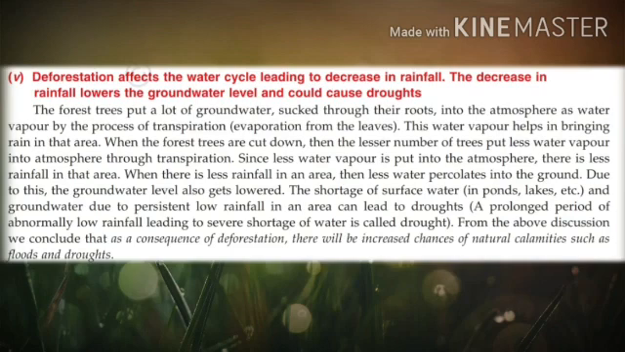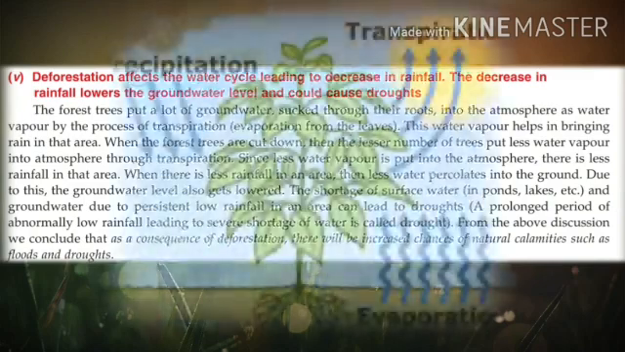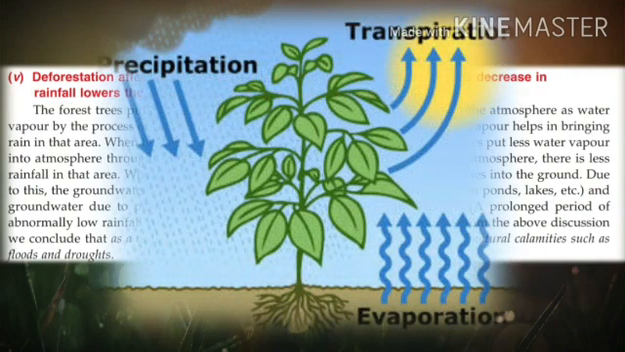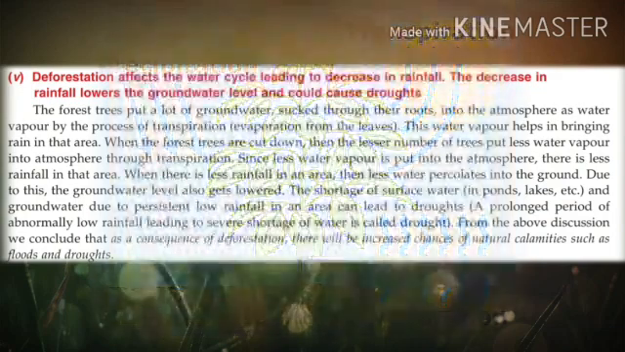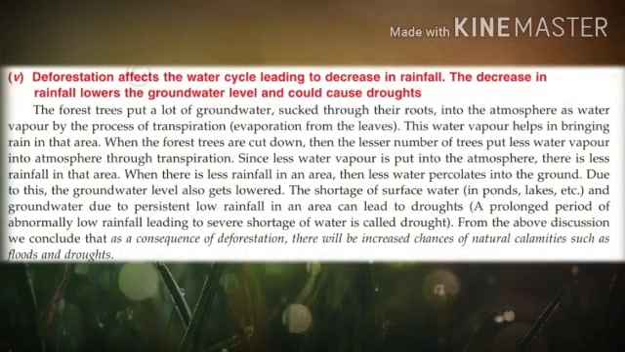Listen carefully. The forest trees pull a lot of groundwater through their roots and put it into the atmosphere as water vapor by the process of transpiration. Children, you all know that through transpiration, leaves give out water in the form of water vapor into the surroundings. Isn't it? Remember the water cycle when we are discussing this consequence. This water vapor helps in bringing rain to that area.